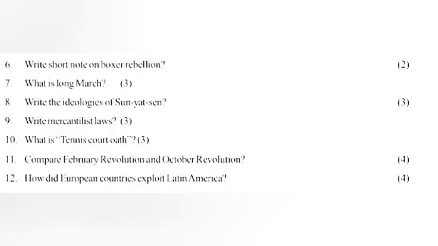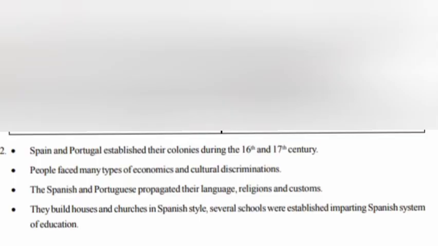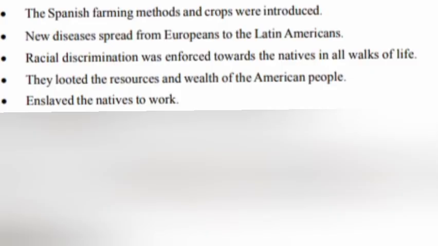12. How did European countries exploit Latin America? Answer: Spain and Portugal established their colonies during the 16th and 17th centuries. People faced many types of economic and cultural discrimination. The Spanish and Portuguese propagated their language, religions, and customs. They built houses and churches in Spanish style. Several schools were established imparting Spanish-style education. Spanish farming methods and crops were introduced. New diseases spread from Europeans to the Latin Americans. Racial discrimination was enforced towards the natives in all walks of life.